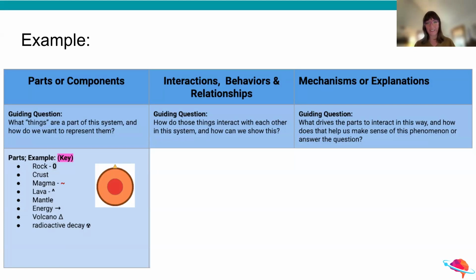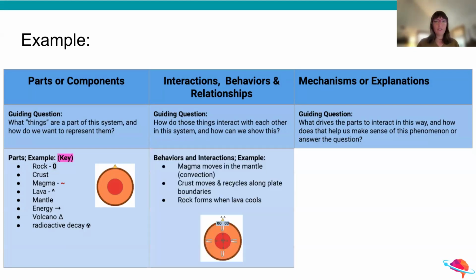And so you're going to see how that starts to come together in a minute. When we move to interactions and behaviors, we're going to ask students another guiding question: how do these parts interact with each other and how do we want to represent that? For example, you can see here we've started to add the volcano structure onto the crust, right? This is a part of the crust, but we have to leave space for magma to move through and become lava. And why is the magma moving?